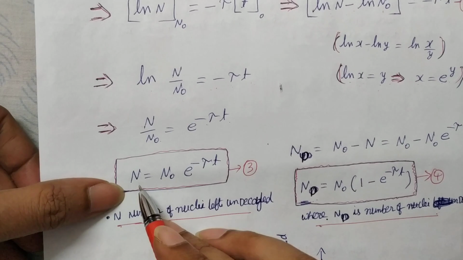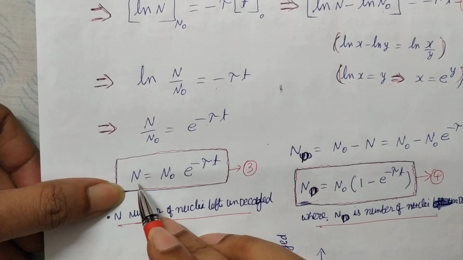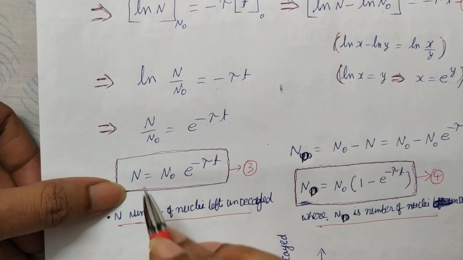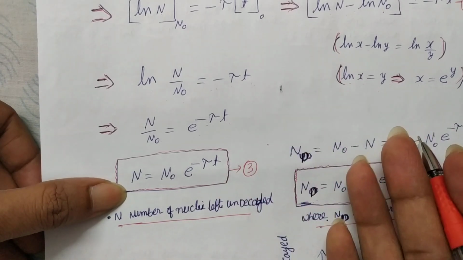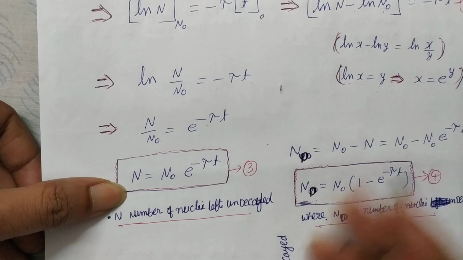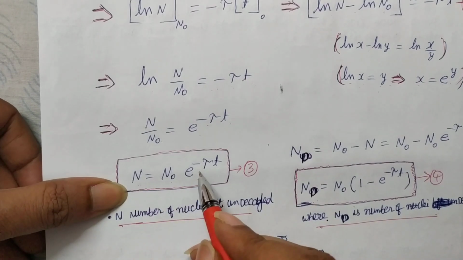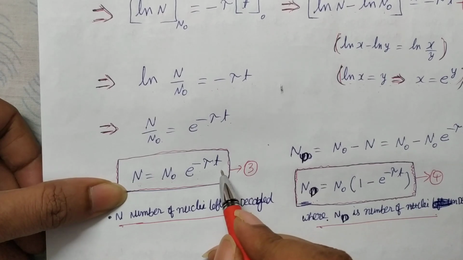So N is equal to the number of nuclei present after some time. You can say the number of nuclei that remain. Why? Because some of the nuclei disintegrate into daughter nuclei, and the remaining number is N, which is equal to N naught into e power minus lambda t.